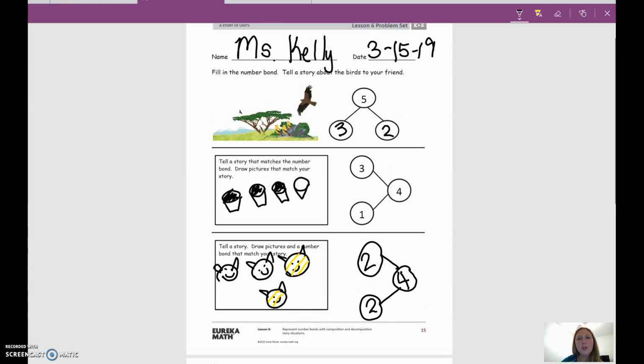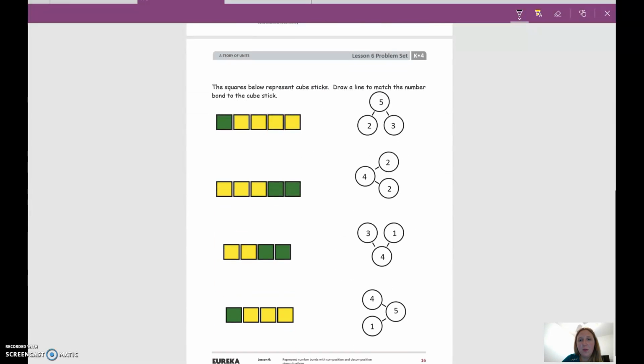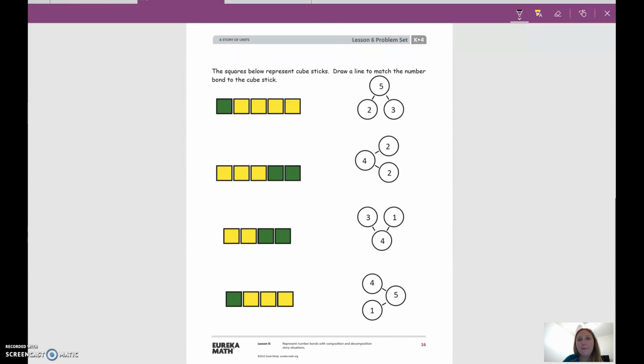All right, friends, so this is what you're doing on the front of your problem set today. But that's not all you're doing. There's a back to the activity as well. And this part's a little different. It says, the squares below represent cube sticks. Draw a line to match the number bond to the cube stick. Well, these cube sticks don't even have the same number of cubes. And the number bonds don't have the same numbers either. I'm really going to have to think about this.